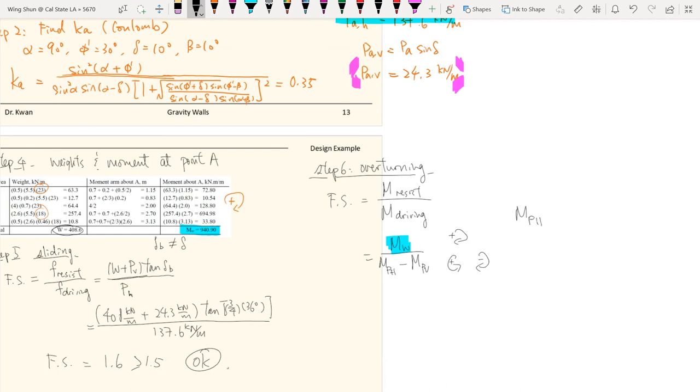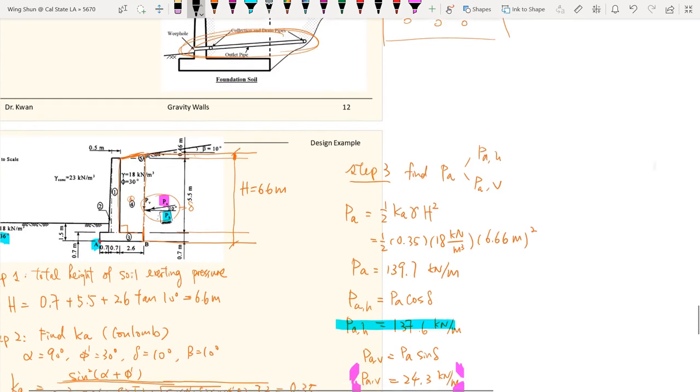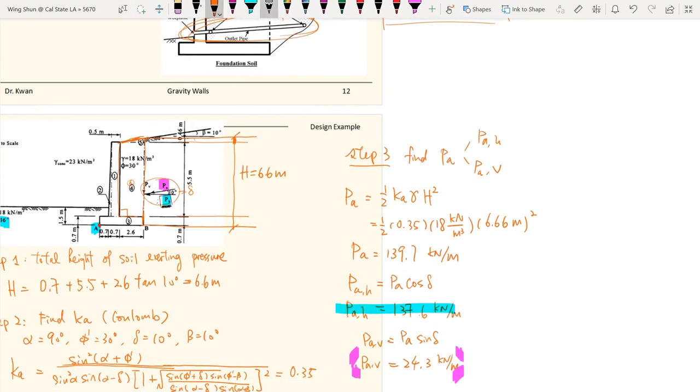And the moment of the horizontal loading will be equal to the horizontal force times the moment arm. So we are talking about this height here, which will be equal to one third of the total height. So it will be 6.66 divided by 3, because of the location of this loading. If you go back to the stress distribution, it's dry material, you don't have water pressure, so it's only a triangular shape, and the center happens at one third of the total height. So that is the driving moment for the horizontal loading, and this is the moment arm.